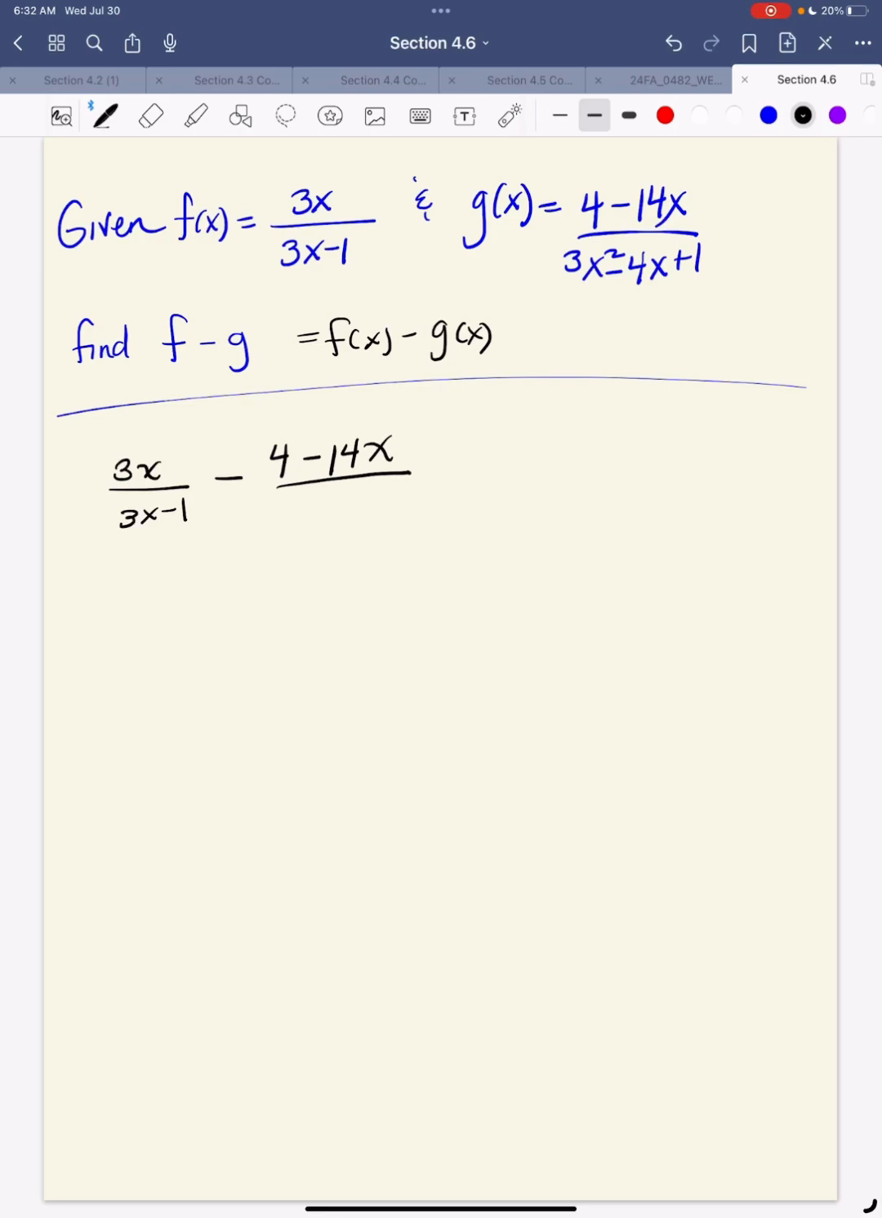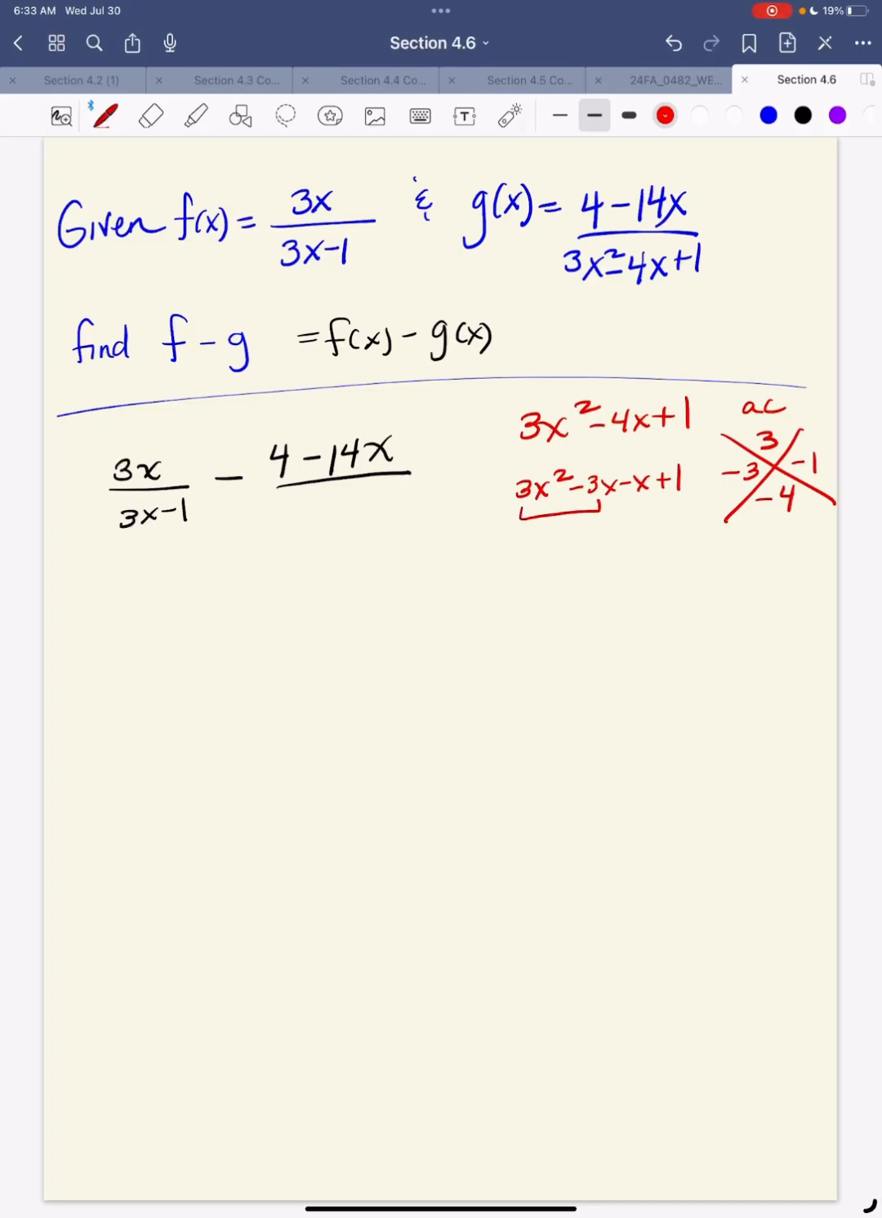But I want to see if I can rewrite this 3x squared minus 4x plus 1 differently, and so I'm going to factor it. So I'm going to use this AC method, and 3 times 1 is 3. I have a negative 4. I need two numbers that multiply to give me 3 and add to give me negative 4, about negative 3 and negative 1. This will allow me to factor by group.